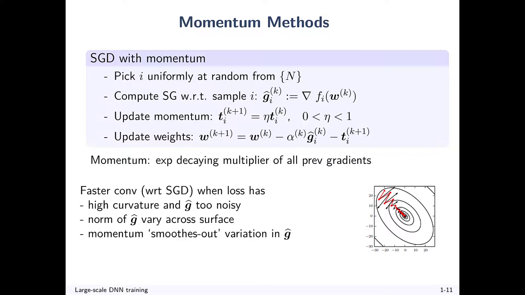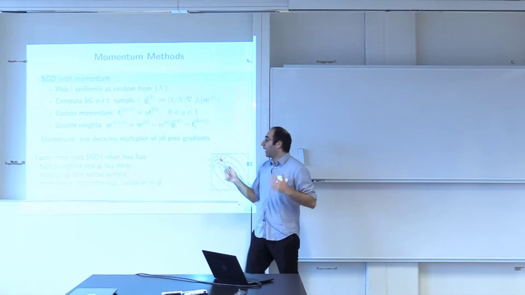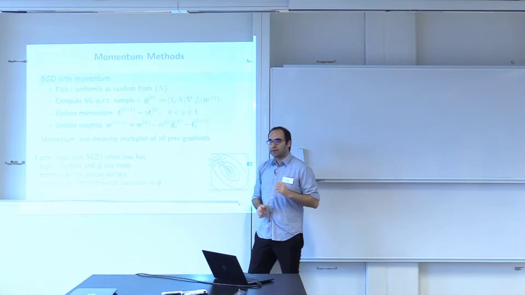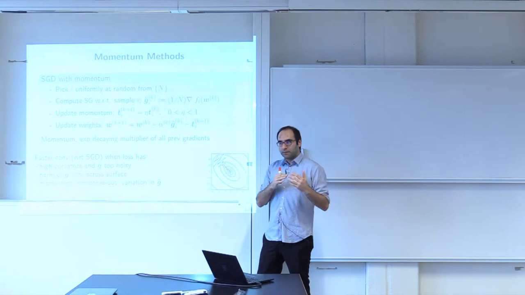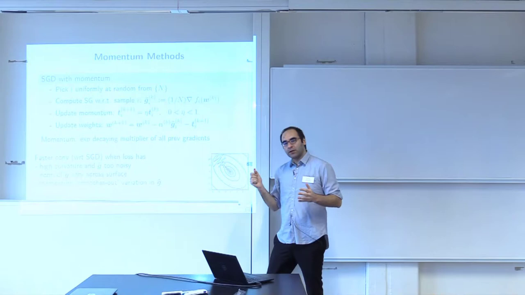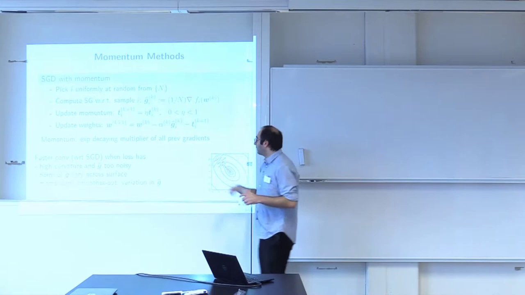So the updated momentum is t_{k+1} equals eta t_k, plus the gradient term, where eta is a positive real number that is strictly less than 1. So at each iteration, you shrink the previous momentum term. This is how you update the momentum term.